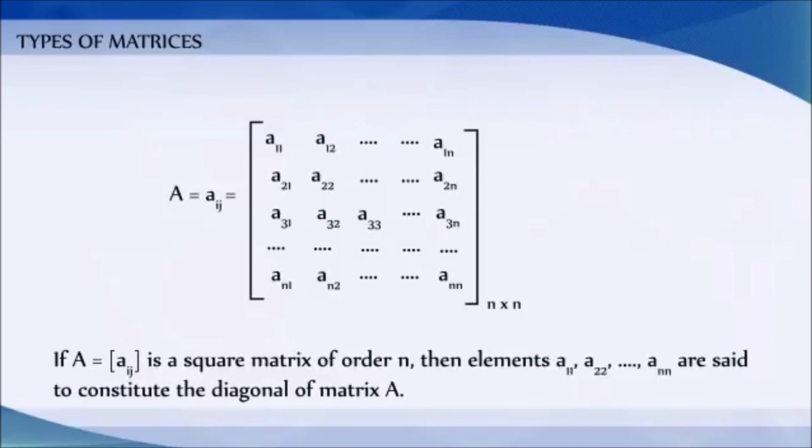Matrix A = [aij] is a square matrix of order n. Then the elements a11, a22, a33, etc., ann are said to constitute the diagonal of the matrix.